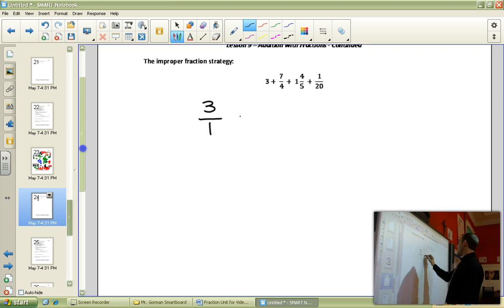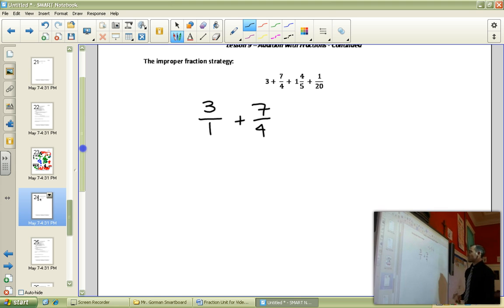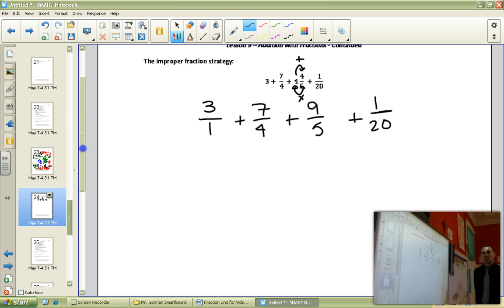Then we're going to add that to 7 fourths. That's already an improper fraction. Great. Problem right here, 1 and 4 fifths. We need to multiply. 5 parts of 1 whole would be 5. Plus 4 would be adding 9 fifths. And finally, 1/20th. That's fine. It's just a fraction by itself. That's fine. Proper fractions and improper fractions only for this strategy.